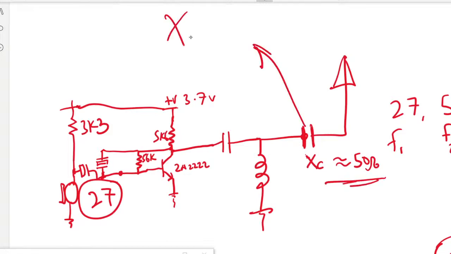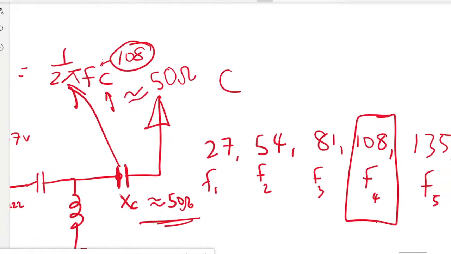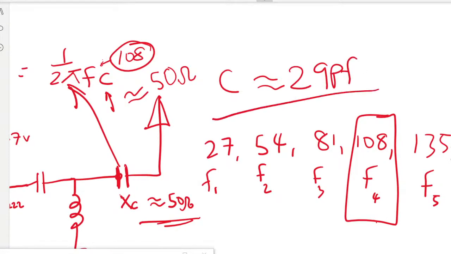So XC is equal to 1 over 2 pi FC. We know our F, which is 108. So calculate a value that will give you XC to be approximately 50 ohms. When you do that, you're gonna get C to be approximately 29 picofarads.